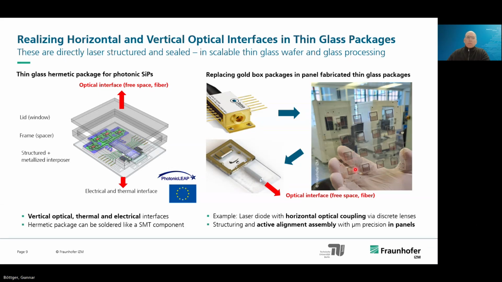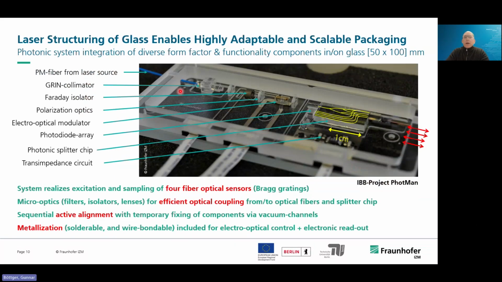If you go into more complex optical systems, then glass really shows its full potential. And actually, the laser structuring of glass shows many advantages. This is a rather large system in itself. It's 50 by 100 millimeters and contains some components. You see a lot of free space inside the box, so it could be integrated further. But this is a prototype package, and this was used for testing a new way to assemble optical systems.